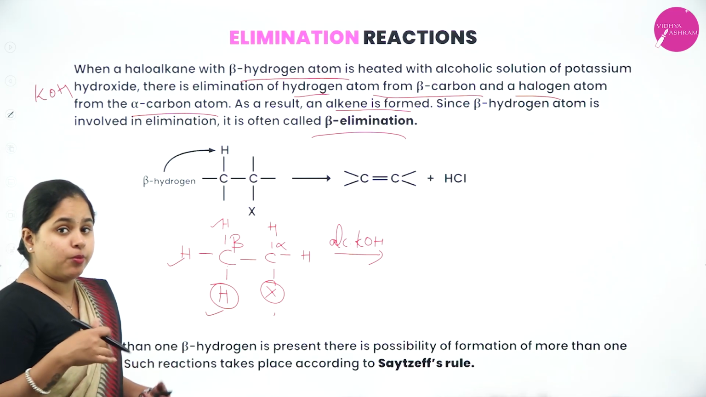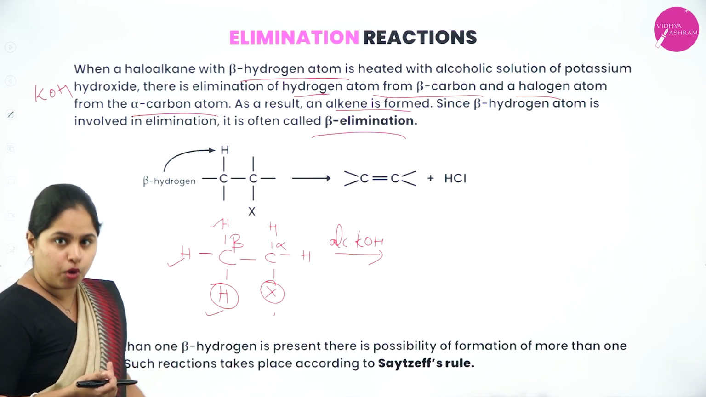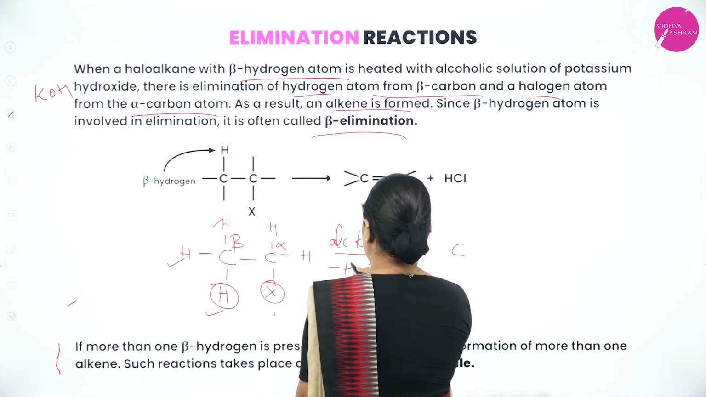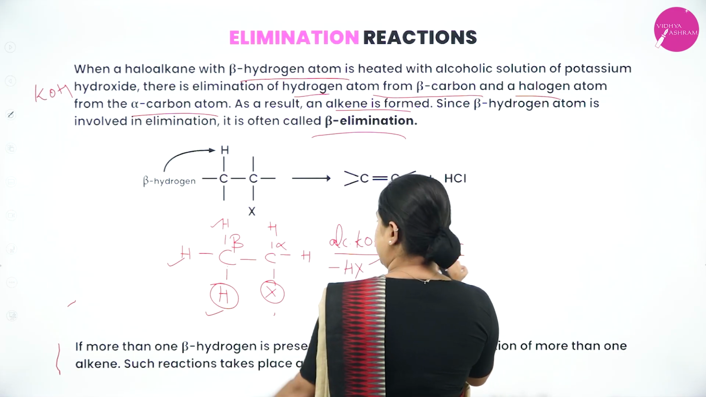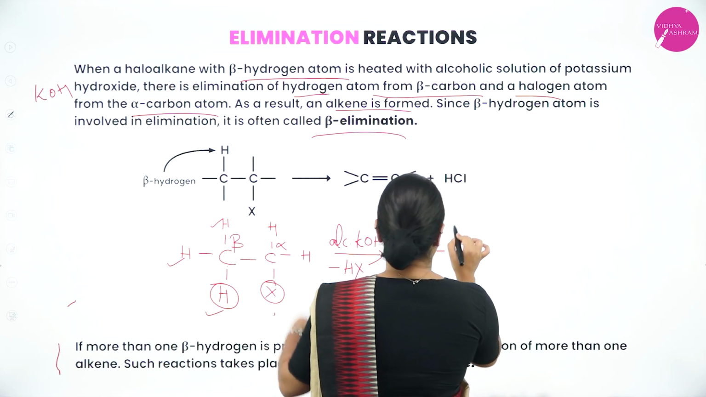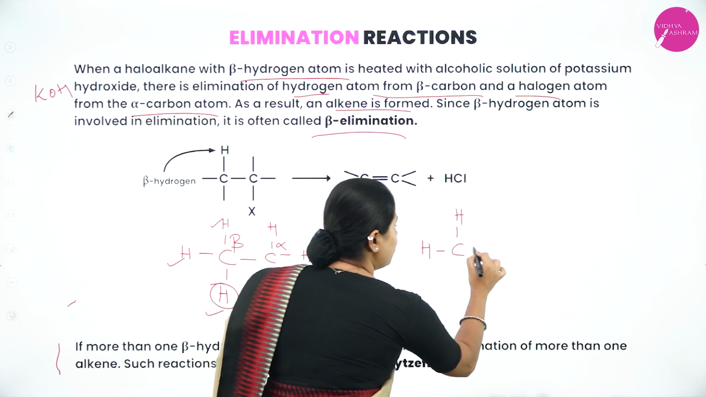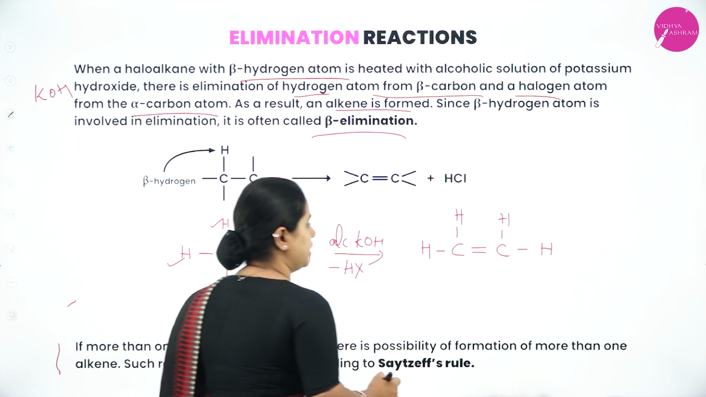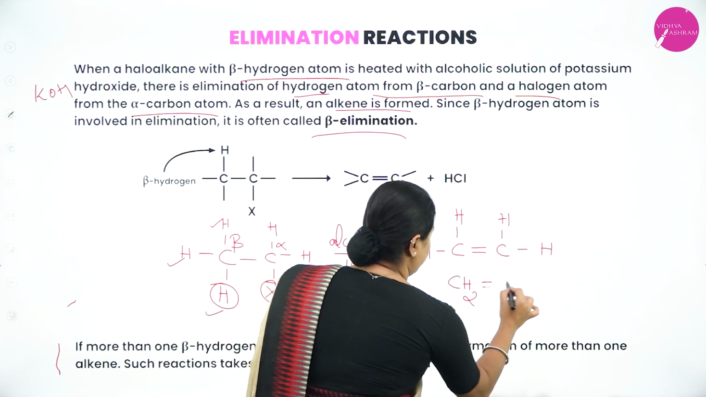So if something is eliminated, what happens? A double bond will be formed there. HX is already eliminated. What happens? You have C here, you have one hydrogen here, you have another hydrogen here. Then you will get a double bond here and you have another hydrogen. That is CH2 double bond CH2.